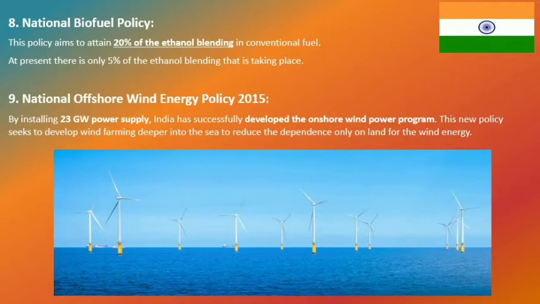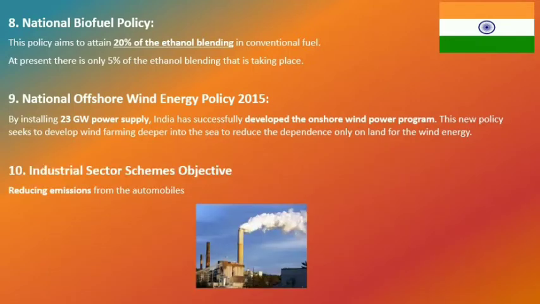because we are looking for alternatives. So ninth is the National Offshore Wind Energy Policy 2015. By installing 23 gigawatt power supply, India has successfully developed the onshore wind power program. This new policy seeks to develop wind farming deeper into the sea to reduce the dependence only on land for wind energy. So the 10th initiative which India has taken is the industrial sector scheme, whose objective is also to reduce emissions from automobiles and from industries. And 11th is the nuclear power program.